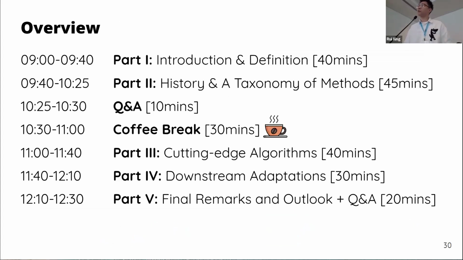And here comes the overview of this tutorial. We just finished part 1, the introduction and definition of speculative decoding. Then we are going to introduce the history and a taxonomy of widely used methods in speculative decoding. The next is the Q&A and coffee break for 30 minutes. After that, we're going to introduce some cutting-edge algorithms in this area, the downstream adaptations, and final remarks.